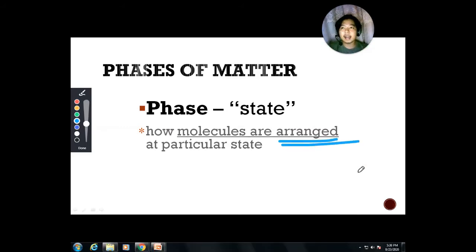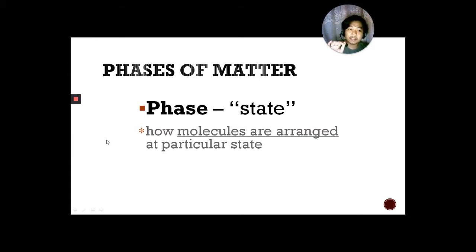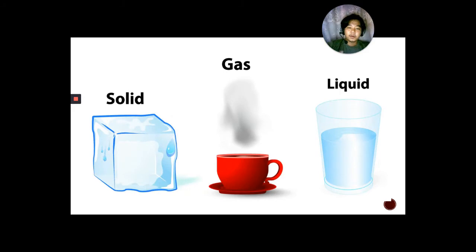Paano sila inayos, paano yung itsura nila kapag we'll have the chance to look at them microscopically. So that's how phases of matter, no? How we use the word phase or state of matter, we're actually talking about the arrangement of the atoms in a particular matter. So, sabi ko nga, 'di ba?